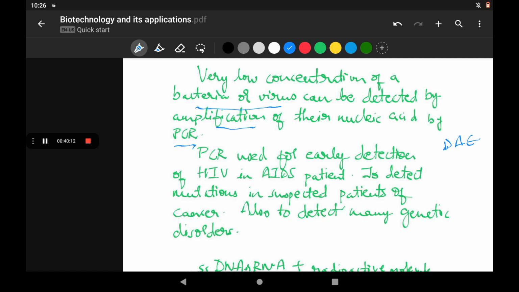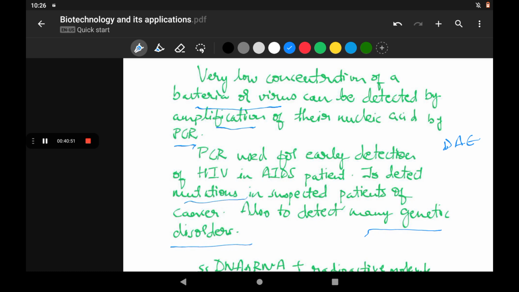PCR is used for early detection of HIV in AIDS patients. This is preferred because they can detect the nucleic acid and amplify the pathogen's nucleic acid. So we can detect it quite early, at early stages of infection. Especially, this played a very crucial role in stopping the spread of coronavirus during the COVID times. To detect mutations in suspected patients of cancer, PCR is used. PCR is also used to detect many genetic disorders.